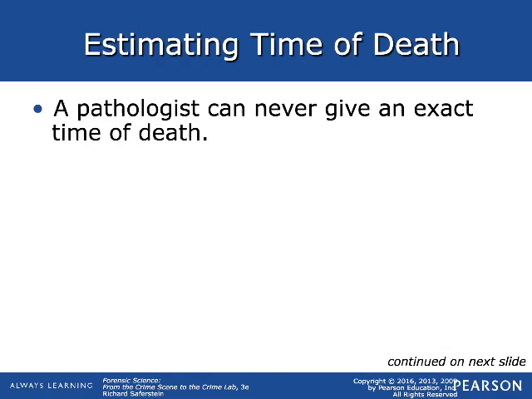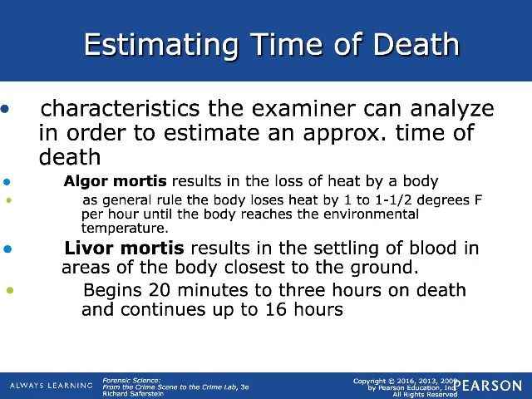Okay, now estimating the time of death. Okay, so a pathologist can't give the exact time of death. There's so many variables, they can't say exactly when someone died. Okay, however, they can estimate it. So there are some characteristics. So there are these 3 things.